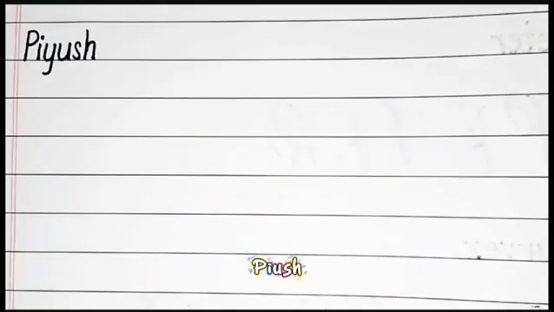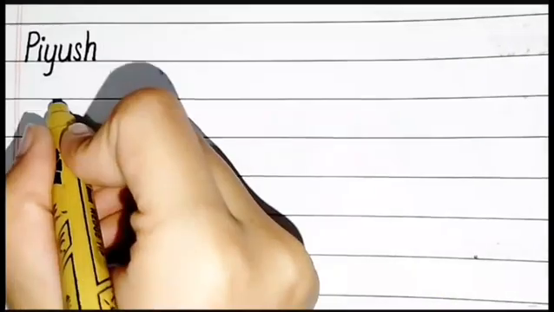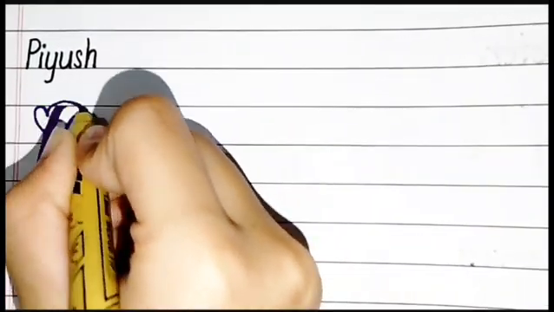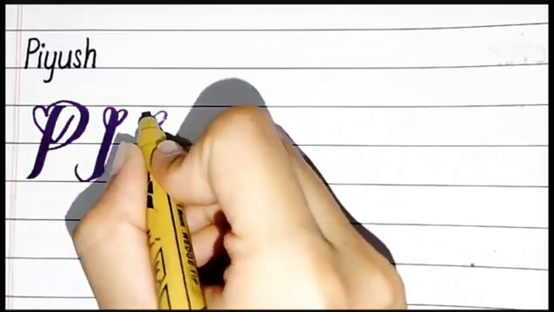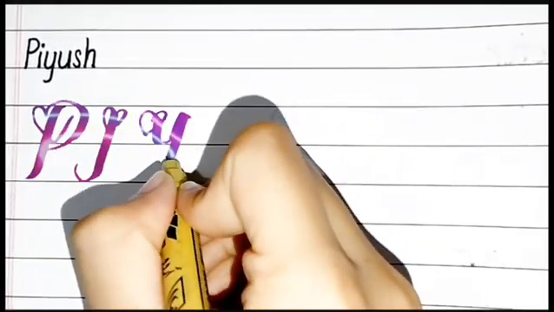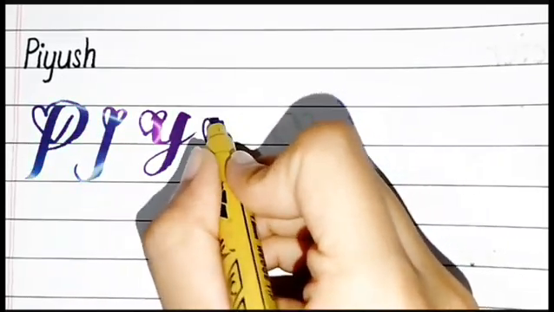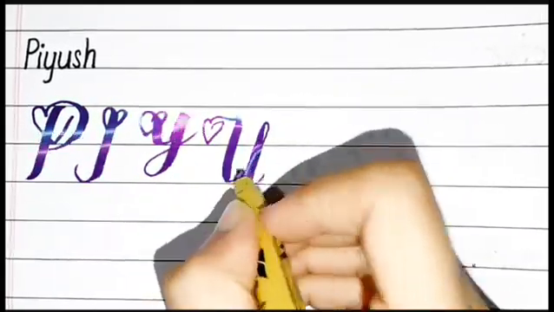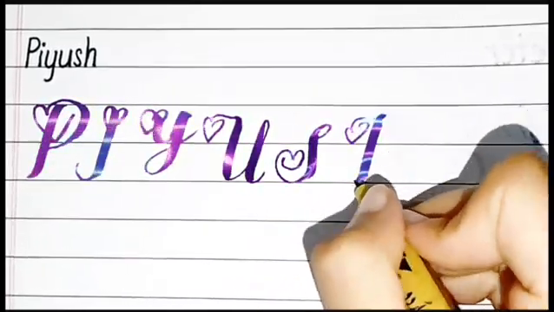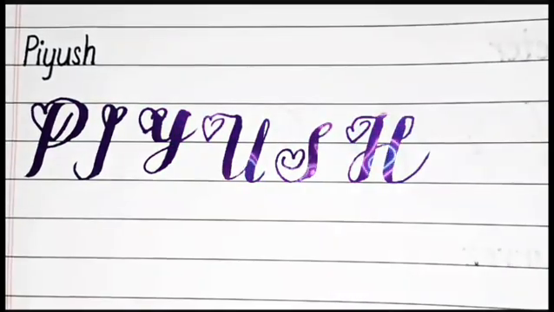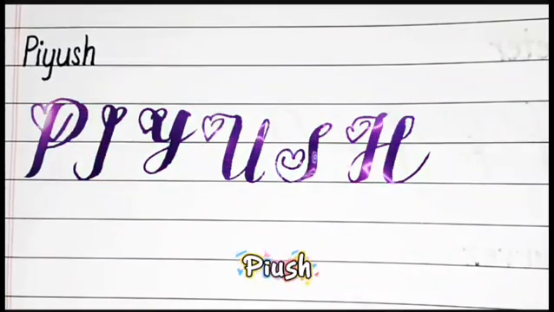Sixth and the last P letter name that we're doing today in heart calligraphy would be Piyush. So let's do the name Piyush in heart calligraphy. So it is Piyush in heart calligraphy.